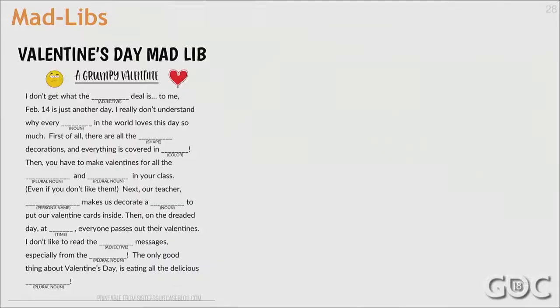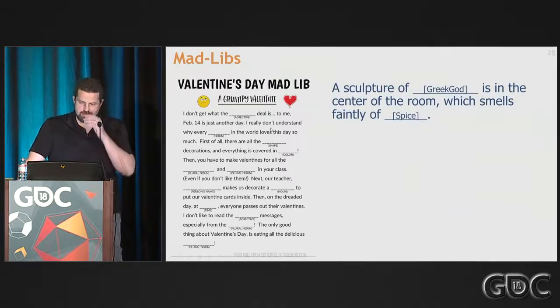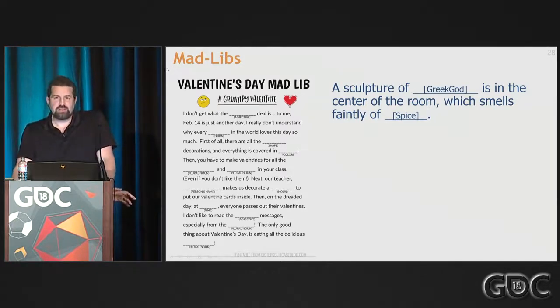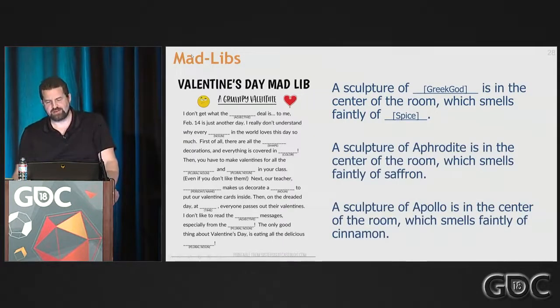Mad-libs. Pretty simple. You probably remember these from when you were a kid. You have some story that someone wrote, and it's just missing words, but you know what kinds of words need to go in the blanks: adjective, noun, shape, plural noun. All right, so I can have content in my game that's a sculpture of some Greek god, meaning pull a name out of the Greek god list, is in the center of the room, which smells faintly of spice. So right, from that I get these two pieces of content.